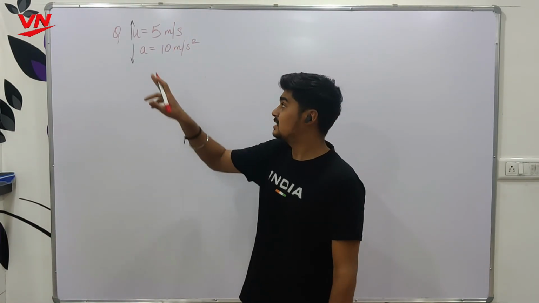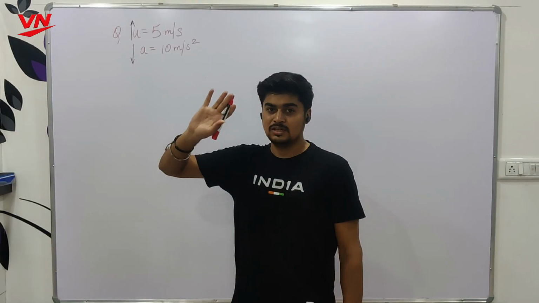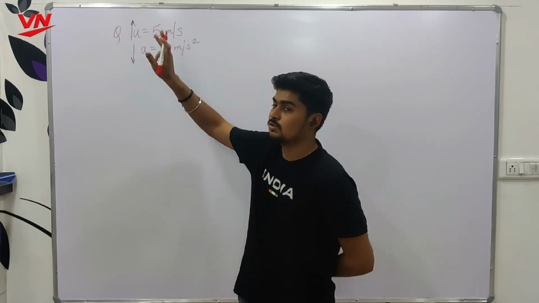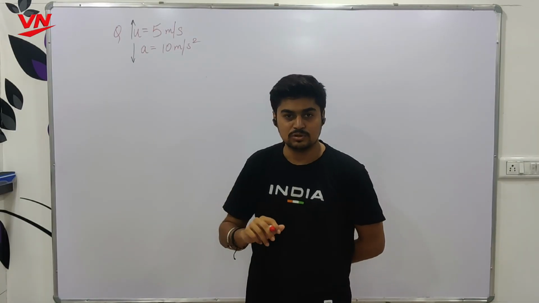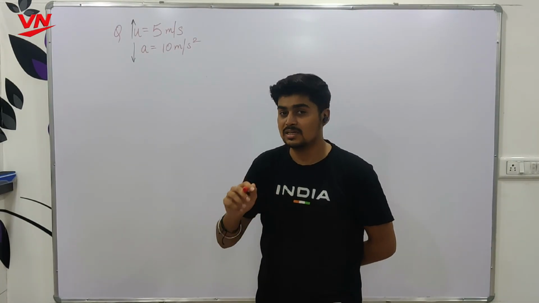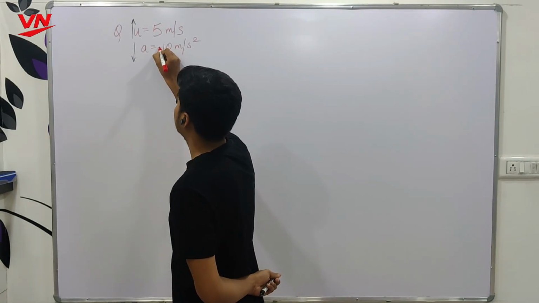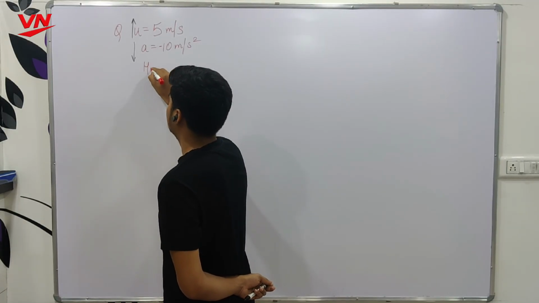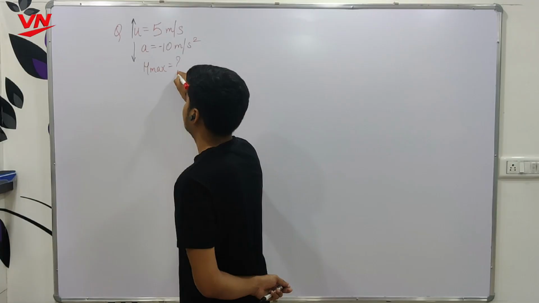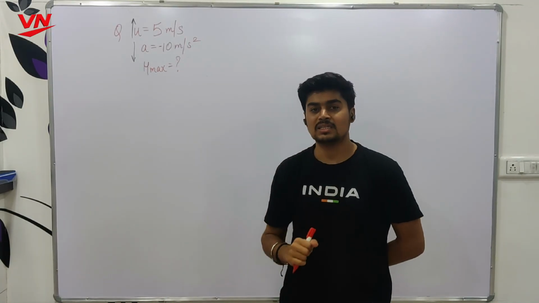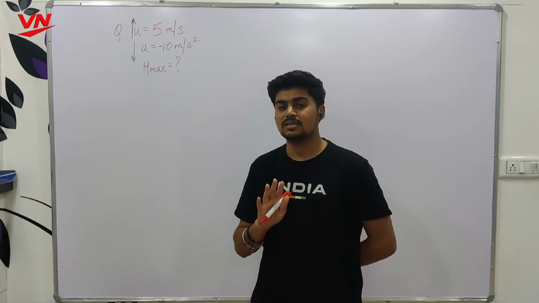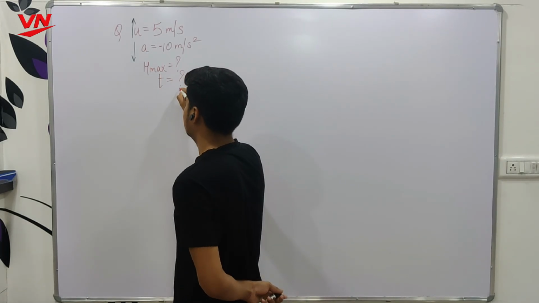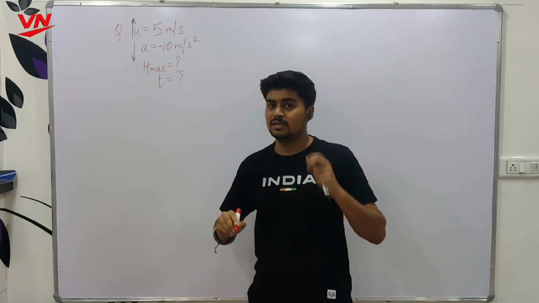But as the directions are opposite, you must have seen my one-shot video. I mentioned there that whenever the directions of velocity and acceleration are opposite, we will take the direction of acceleration as negative. So I have to put a negative sign here. Now what we have to find out? The maximum height, that is, when you throw the stone, how high will it go at maximum? Another thing is the time taken by the stone to reach the maximum height.